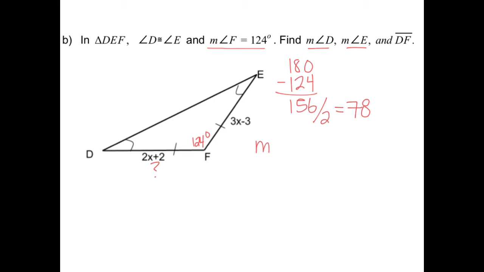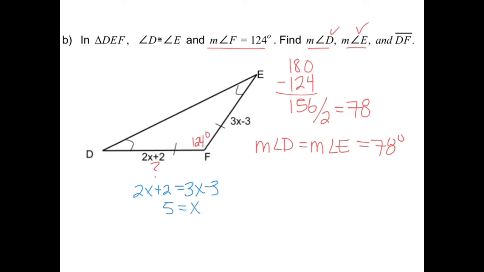So the measure of angle D is equal to the measure of angle E, which equals 78 degrees, and we've taken care of those two angle measures. In order to find the side length, I need to use the fact that these two sides are actually congruent to solve for x. So I just did that really quickly.